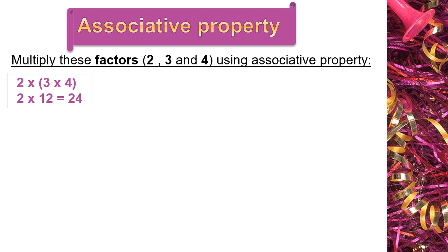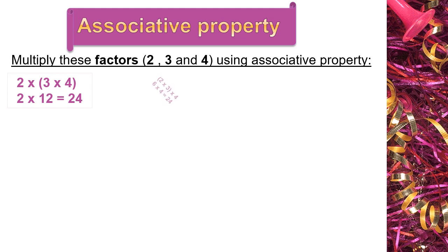Like here, what I did, I multiplied 3 times 4 equals 12. Then I will multiply 2 times 12. Okay, so I took the product of 3 and 4, which is 12. Then I will multiply it by 2. 2 times 12, 24. Okay, can I have another order for these factors? Can I switch the order?